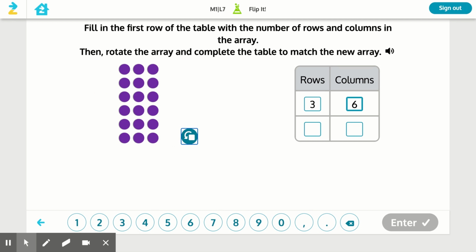Tell me quickly in the Nearpod. Remember, there is a pattern. We've flipped our array, so our rows and columns have flipped as well. So how many rows do we have now? That's right, we have 6 rows. Tell me how many columns we have. Absolutely. We now have 3 columns.